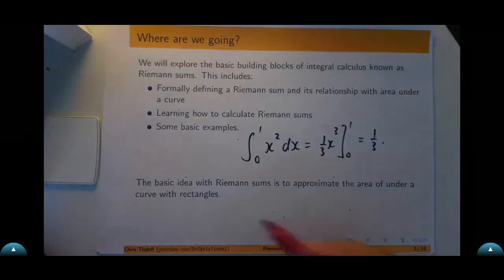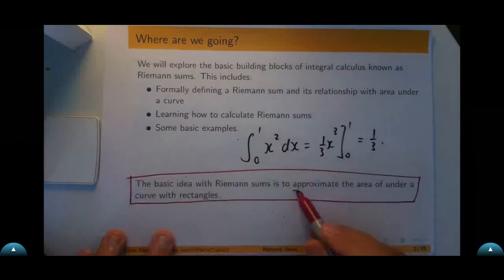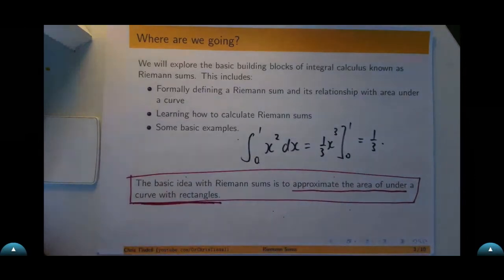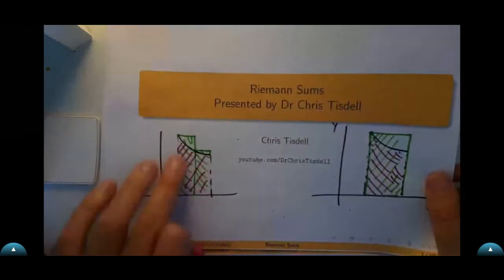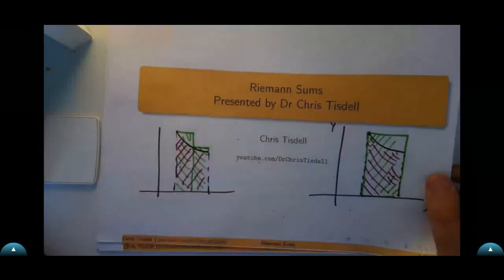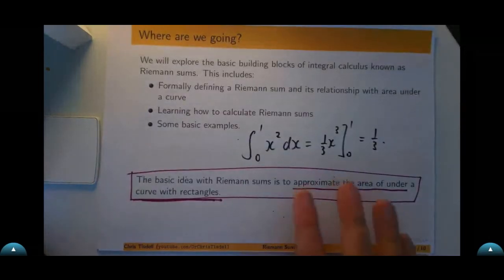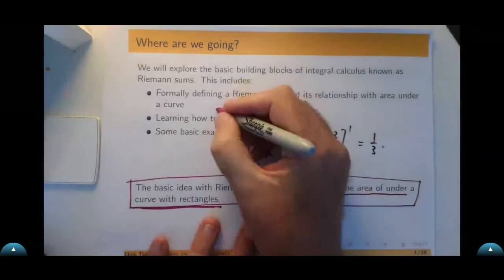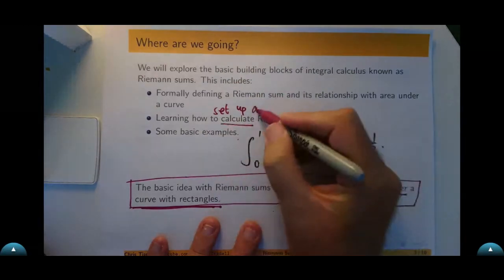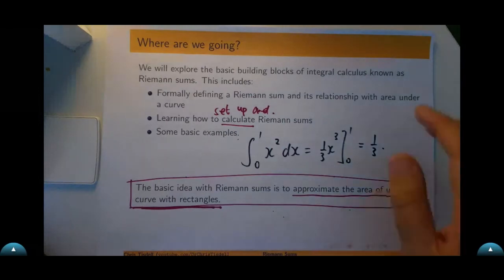And the basic idea with these so-called Riemann sums is to approximate the area under a curve with rectangles. Okay, so when we sort of draw in these rectangles, we're approximating the area under the curve with the area of the sum of the rectangles. Okay, that's it. So we'll learn how to set them up and calculate the Riemann sums. Okay, so that's the idea of today's lecture.